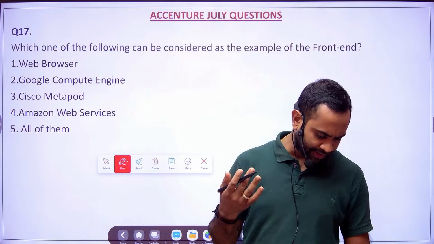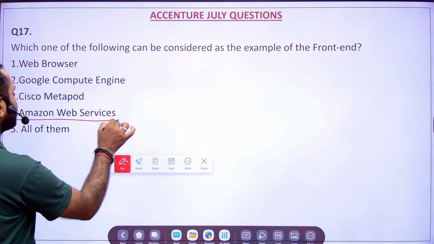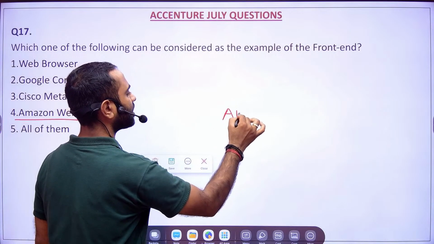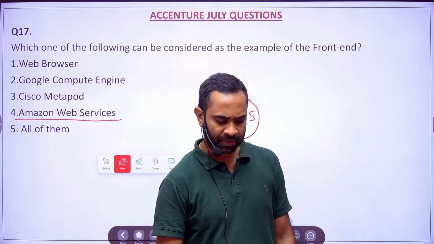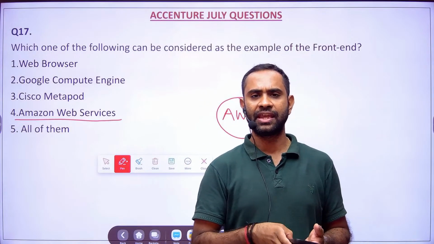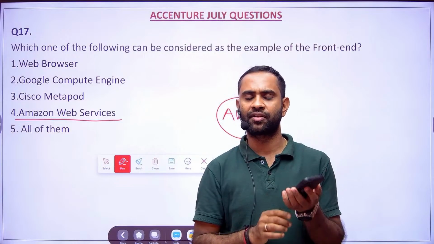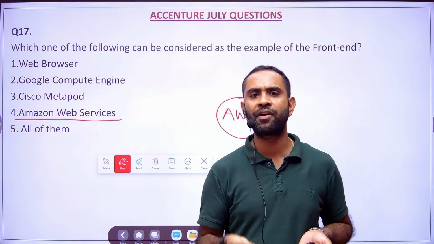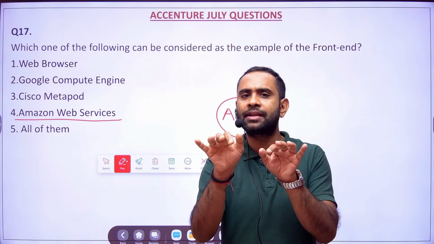So the answer is the fifth one, all of the above. See, many people are giving the wrong answer. Now you only think, Amazon Web Services, right? Amazon Web Services is a cloud service. See, front end means what? Please try to understand. Any kind of thing which you can type, you can do something with, like Google Chrome, a web browser, you will be able to see it and enter into it.